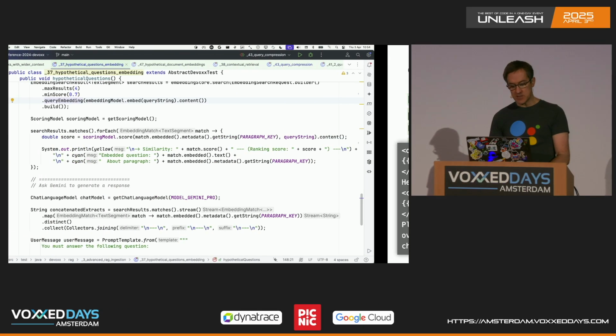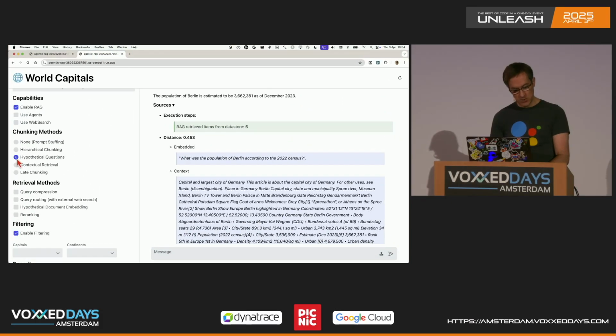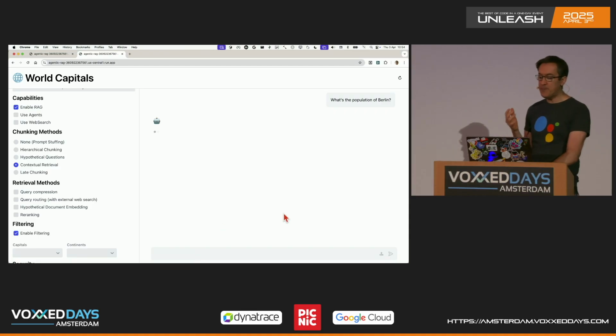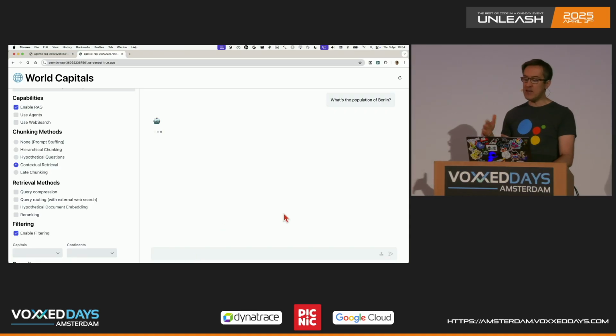So when you do this, I'm going to show contextual retrieval here. Let's start anew. What's the population of Berlin? And you're going to see that it says something like, yeah, this paragraph or this sentence is about this. So let's see what it says.